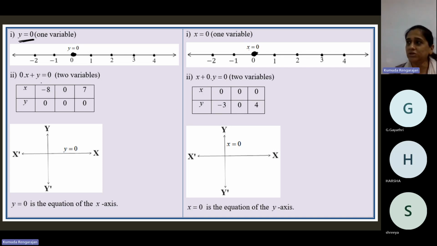Now, when you treat it as an equation in two variables x and y, y is equal to 0 means y is always 0 for any value of x. x is equal to 0 means x is always 0 for any value of y. When you plot this, minus 8, 0, here, 0, 0, 7, 0, you get the x-axis itself. Plot this one, 0, minus 3, 0, 0, 0 and 4, you get the y-axis itself. Finished?